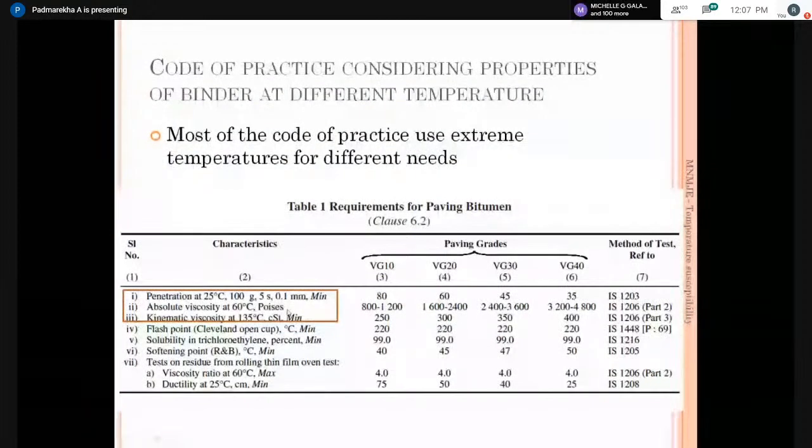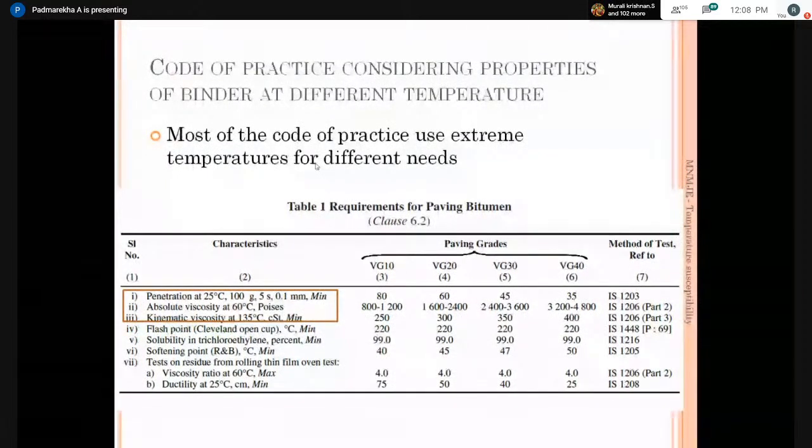So now, what does the coding provision say for temperature sensitive characteristics? Most of the coding practice uses the extreme temperature for different needs. You have seen this table in the before lecture. This is taken from IS-73. Now you can see the penetration measured at 25 degrees Celsius, absolute viscosity at 60 degrees Celsius, kinematic viscosity at 135 degrees Celsius. The kinematic viscosity at 135 degrees Celsius is the property during mixing and compaction operation, this is during rutting, and this is during fatigue cracking. So most of the coding practice uses the extreme temperature for quantifying different needs.